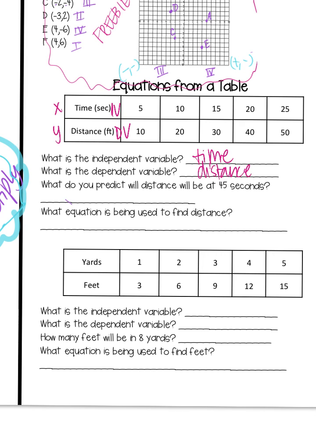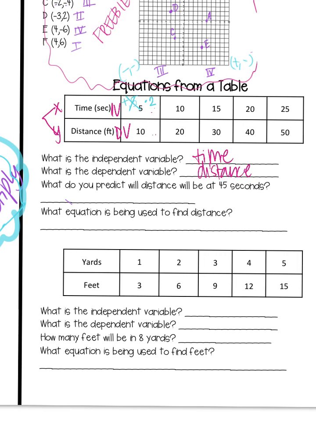Okay, what do you predict the distance will be at 45 seconds? Well, first of all, we need to figure out the relationship between my x and my y. What is happening to my x to get my y? After 5 seconds, you were at 10 feet. So I either added 5 or times 2. If I added 5 to 10, would I get 20? No. So I'm thinking that it is times 2. 15 times 2, 20 times 2.